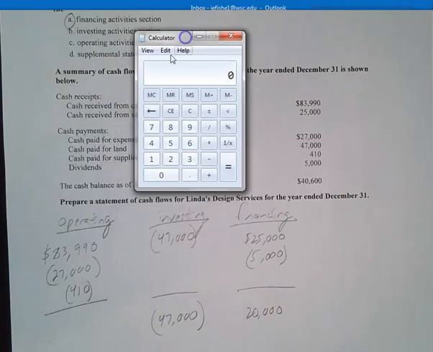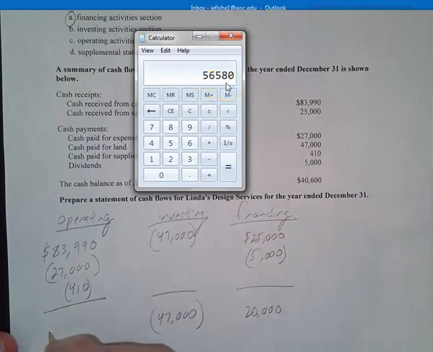And then let's bring our calculator over here. We had cash receipts of $83,990 minus $27,000 in expenses minus $410 for supplies, and that's going to give us $56,580 as a positive number.